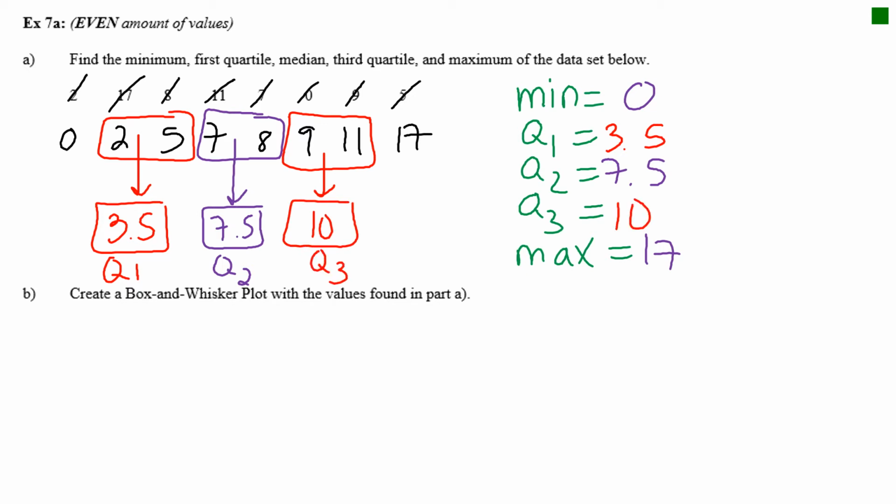Now all that's left to do is to draw our box and whisker plot. Again, you want to go from min to max. This time around, I'm going to count by 2s. That's always an option you have. In this case, I'm counting by 2s just because counting by 1s from 0 to 17 will take a little bit of time. A way around that is counting by 2s.